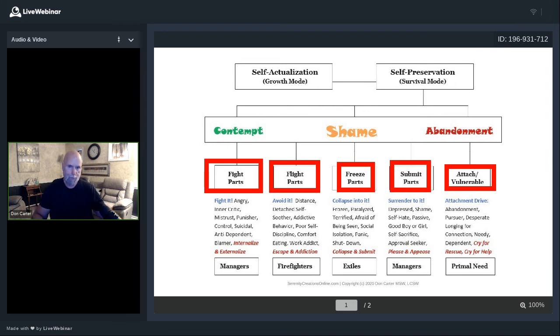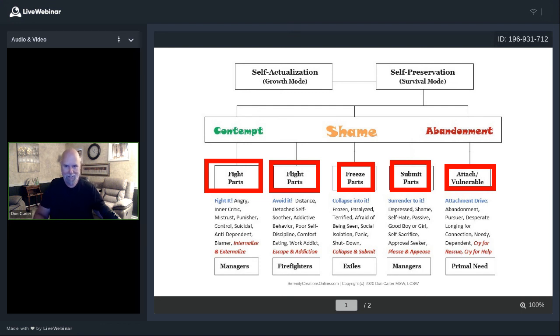And then the flight part gets activated when I feel trapped and I want to escape, or I'm overwhelmed and I want to get away from all that. And the fight part has angry and critical language. So that's how you'll recognize those. And they all have their own core beliefs about themselves, about other people, and about the world in general.